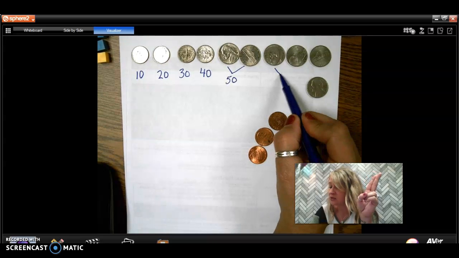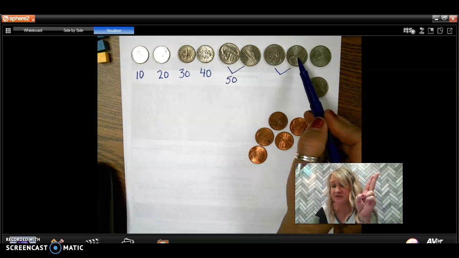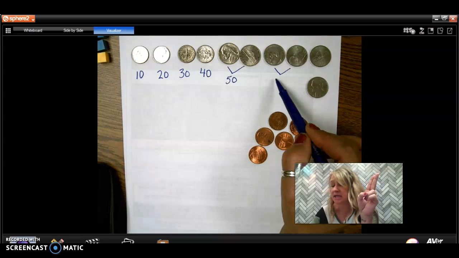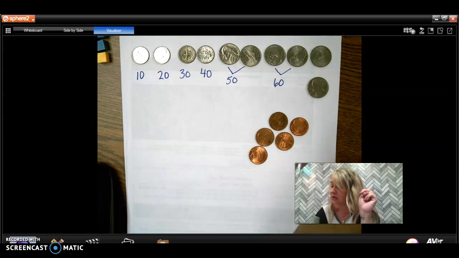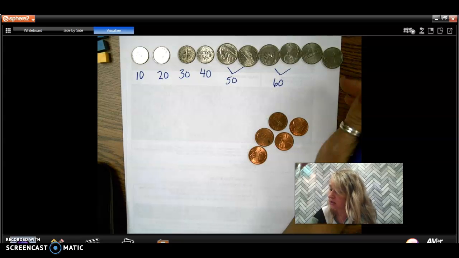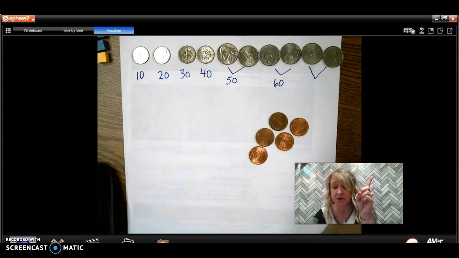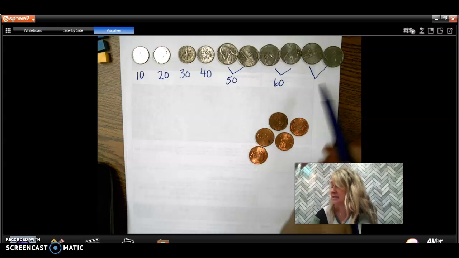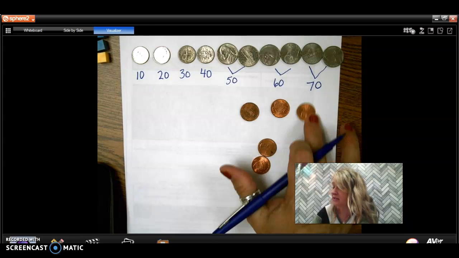What about these 2 nickels? Can that make a 10? Yes. 5 plus 5 is 10. So 10, 20, 30, 40, 50, 60. Very good. Now we have 2 more nickels sneaking way down here at the end. So I can count those 2 as 10. 50, 60, 70.